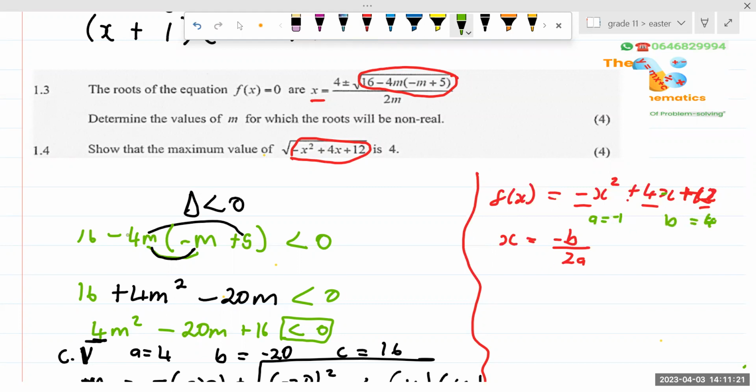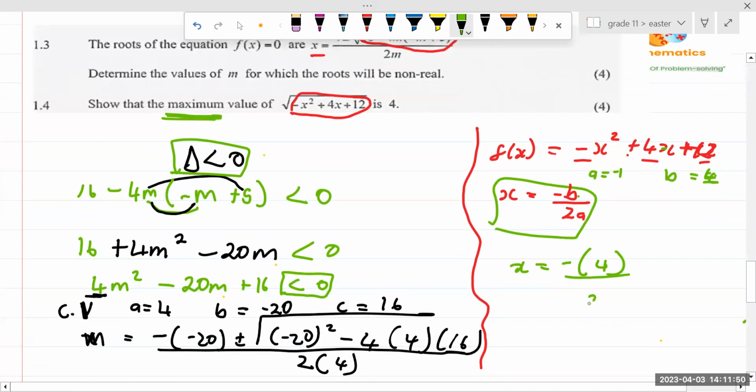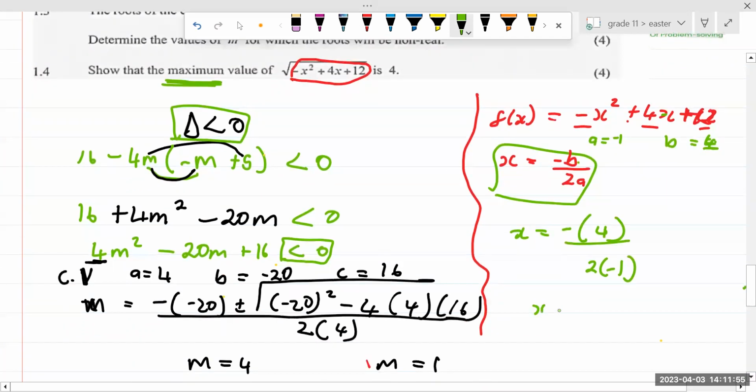Okay, our formula, just like the discriminant, you remember we have a formula for the discriminant. We have a formula for getting the turning point. When you see the word maximum, they're talking about the turning point. So here we're going to substitute B with 4, and A with -1. So we'll have x equal to minus, open bracket, 4, all over 2 multiplied by -1. If you type that in your calculator, what do you get? You get 2.